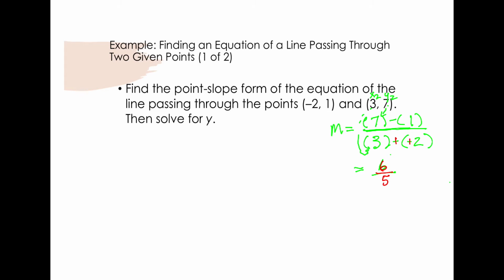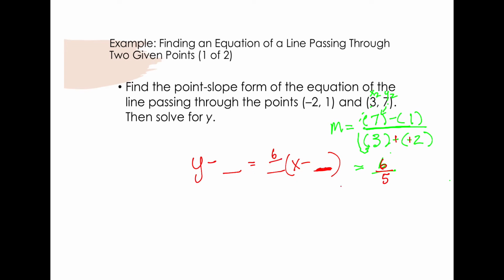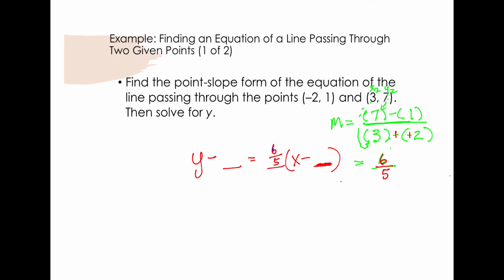But regardless, y minus blank equals blank times x minus blank. I'm going to fill in my blanks. My slope I know is 6/5, so I'm going to put that in there. Let's go ahead and put that in a different color. And then let's pick one of these 2 points. You can pick either one. Doesn't really matter, actually. They'll both, once we put it into slope-intercept form, come out to be the same. So I'm going to use the one with less complicated stuff. So the 1 goes with the y, and this is negative 2.